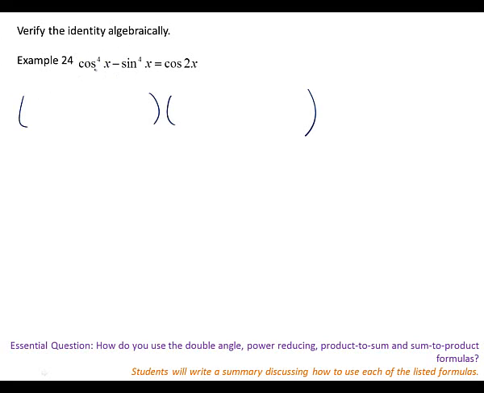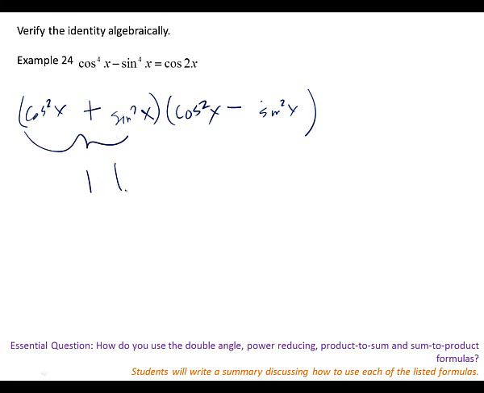So what's the square root of cosine to the 4th? Cosine squared. Write down cosine squared. And then what's the square root of sine to the 4th? Sine squared. We make one a positive and one a negative. All right, let's think about what these turn into. Look up at the windows. What's cosine squared plus sine squared? 1. Good.